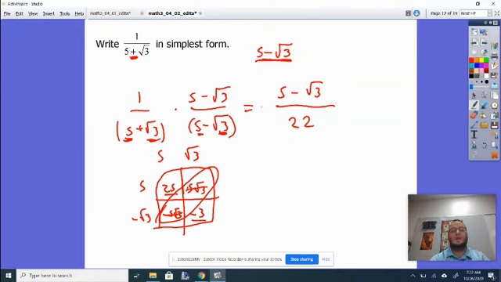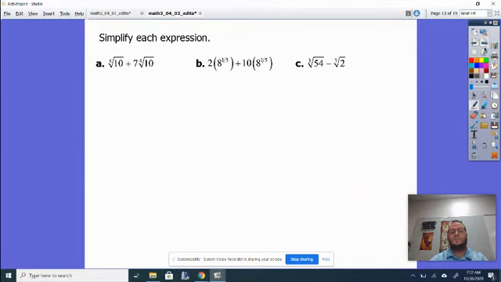Okay, so when you need to use a conjugate, typically all you really need to do is square the front one, square the last one, and then subtract them for the denominator, not for the numerator. And it's okay to have a radical in the numerator. It's just not okay to have it in the denominator.